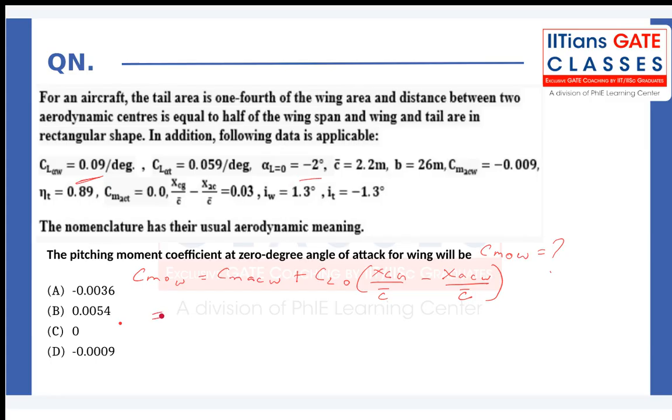CMAC wing is minus 0.009 plus CL naught, which was 2 into 0.09, and then this distance is directly given to you as 0.03. Substituting, you get 0.0036. Correct. Okay, let's go to the next question.